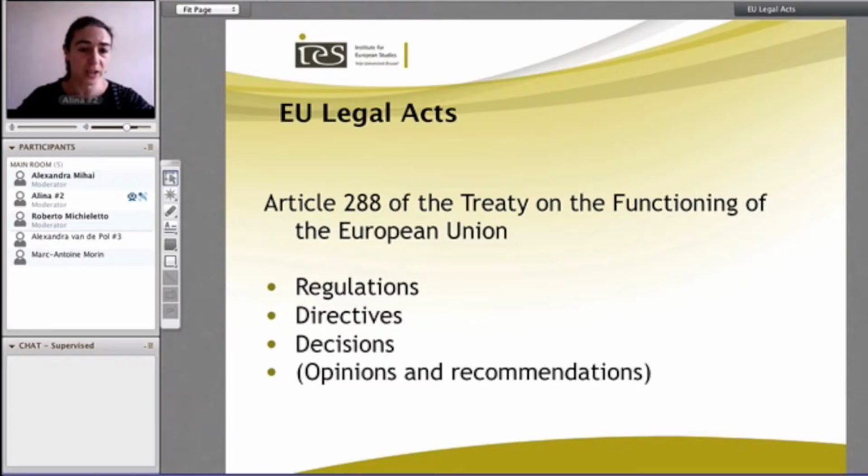that you can also see here. These are the regulations, the directives, decisions. We also have opinions and recommendations. I have put opinions and recommendations in brackets because from a legal point of view, they are not very interesting. Lawyers do not deem them as very important because they're not legally binding. So they might have some political influence or some political weight, but from a legal perspective, they do not count a lot. And as far as the others are concerned, I'm just going to briefly go into each one of them.